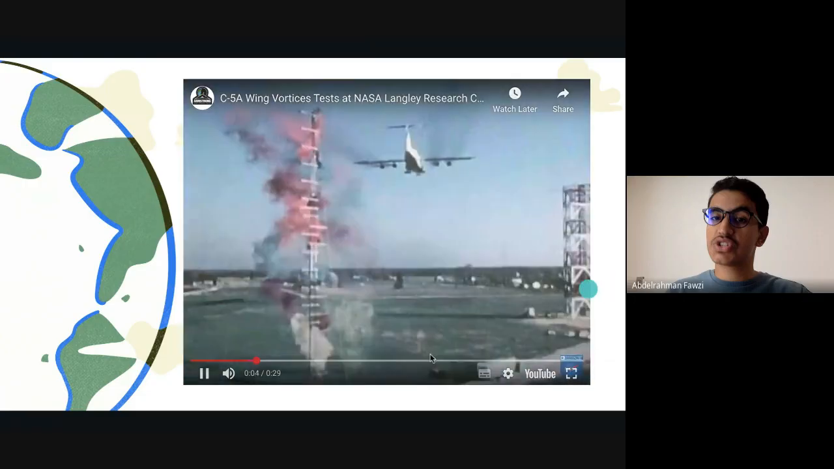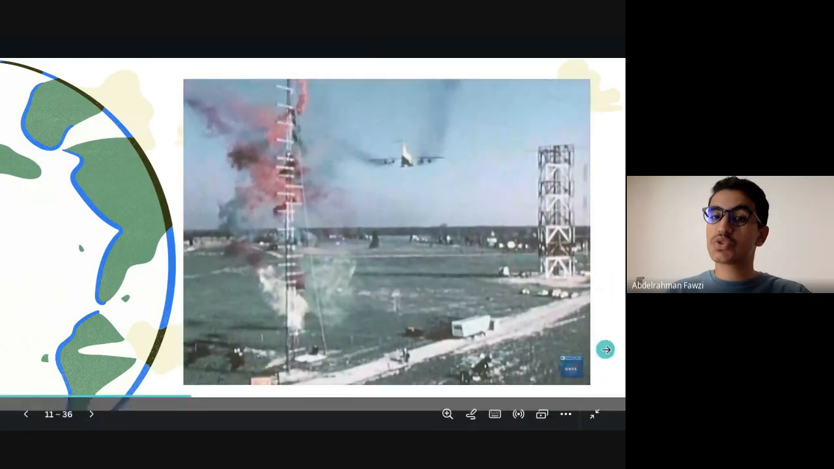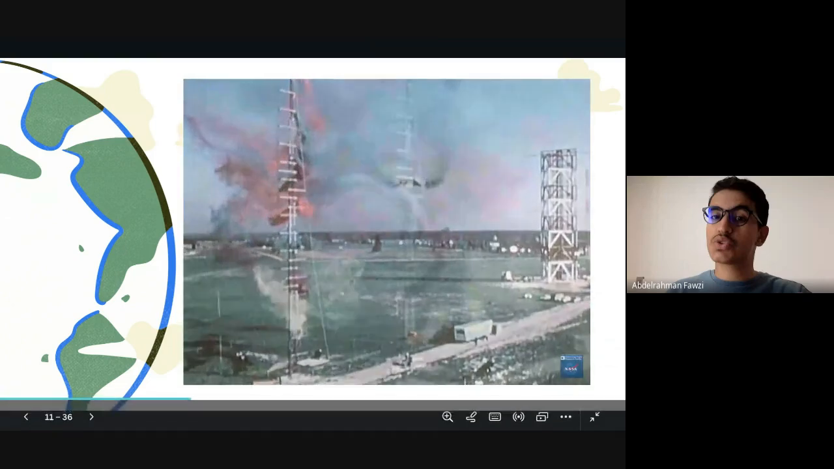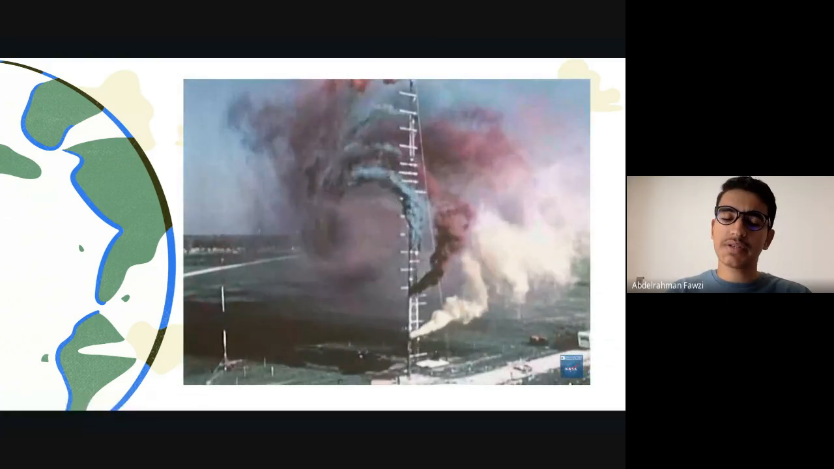Again, look at this very turbulent flow.